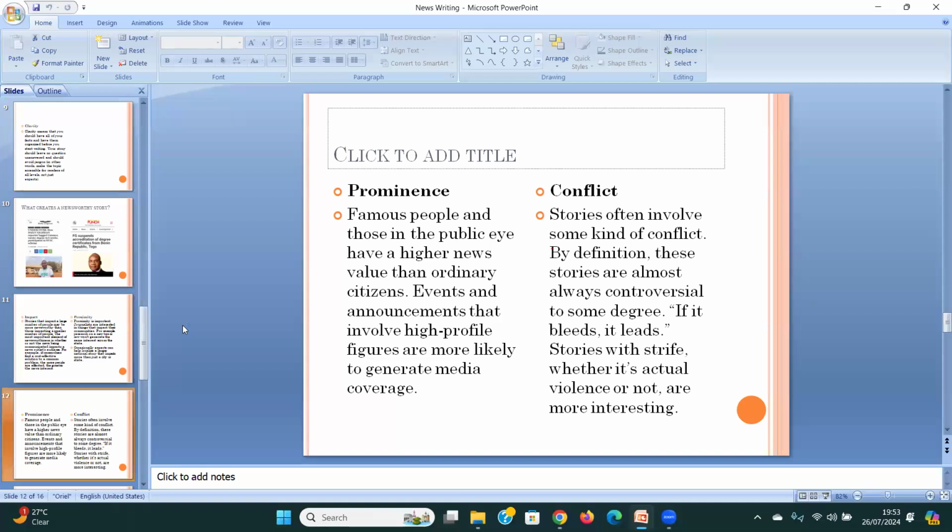Then you have prominence. Now, prominence means who are the characters involved in that story, in that report. And that's why anything about celebs, about public figures, government officials will always make the news. When anything happens to Bola Tinubu, Governor Sanwo-Olu, Seyi Makinde, it will always make the news. Anything that happens to social media influencers, celebrities, artists, it will always make the news because of prominence. Because famous people have higher news value than ordinary citizens. The only time ordinary citizens will make the news is when they do extraordinary things.